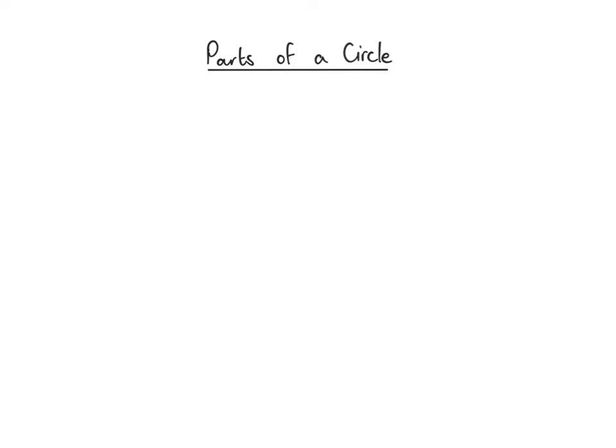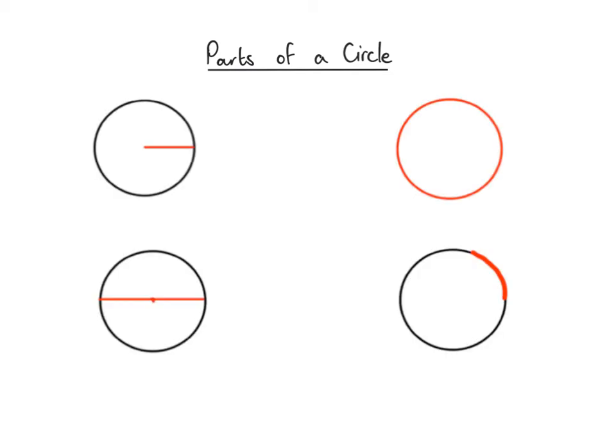Today we're going to look at some different parts of a circle. Now there's some parts of the circle that you already know. These 4 pictures show you the parts of a circle that you already know. So can you remember the name for the red line in picture number 1?